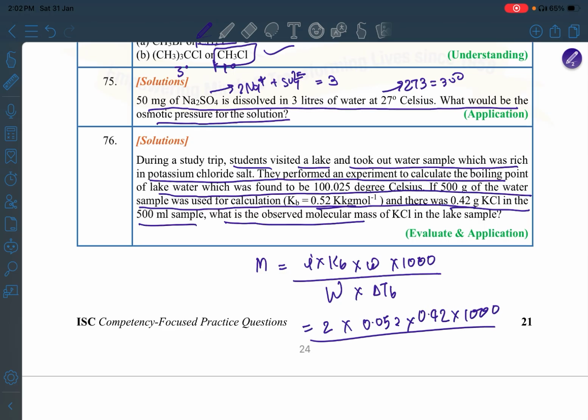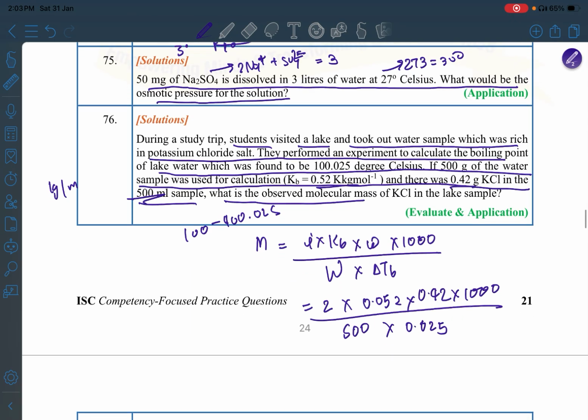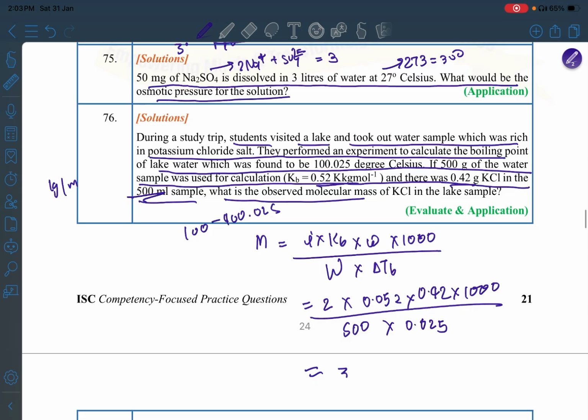Okay, this is 0.42 gram and multiply by 1000. This is a formula based question. W is 500, because it is in ml, so water has the same density, like 1 gram per ml. Okay, so it will be 500 gram and then delta Tb. The ideal boiling point of water is 100. 100.025 minus 100, it becomes 0.025. Okay, and whenever we solve this we get around 34.94 gram per mole.